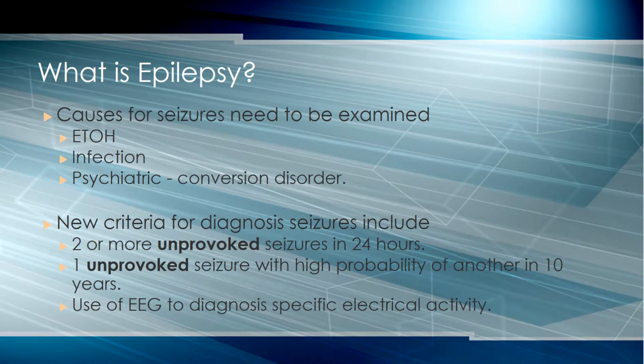Building on top of seizures, we look at epilepsy. We take into account what is causing the seizures and the occurrence of the seizures. For example, if you have one seizure from an infection, are you likely to have another one in the next 10 years? Did we have 2 or more seizures from alcohol withdrawal? It's also important to rule out any psychiatric disorders such as conversion disorder when we diagnose epilepsy.